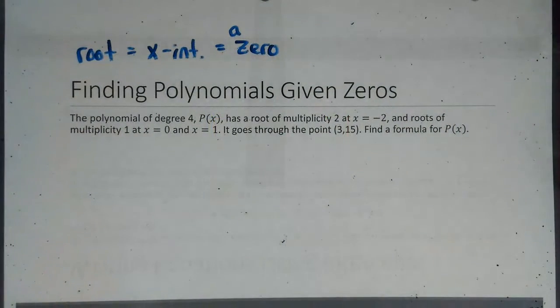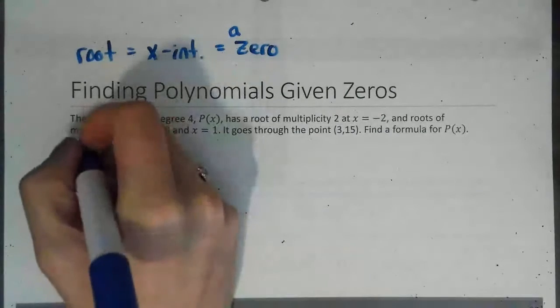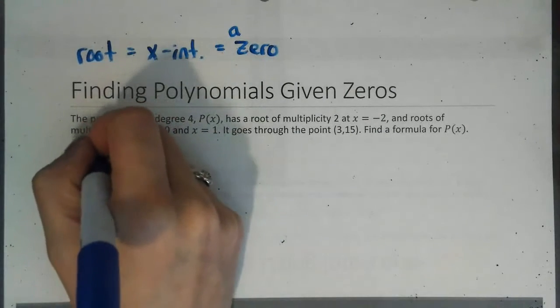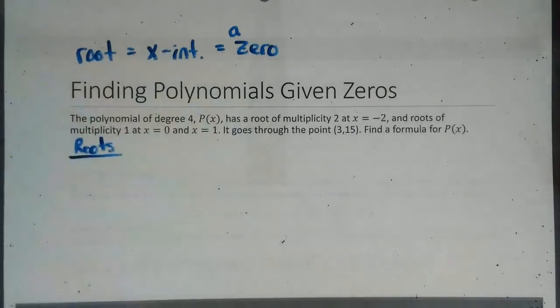So p of x has a root of multiplicity 2 at x equals negative 2, and roots of multiplicity 1 at x equals 0 and x equals 1. We know it also goes through the point (3, 15). We want to find a formula for p of x. So let's start by looking at our roots, also known as our x-intercepts.